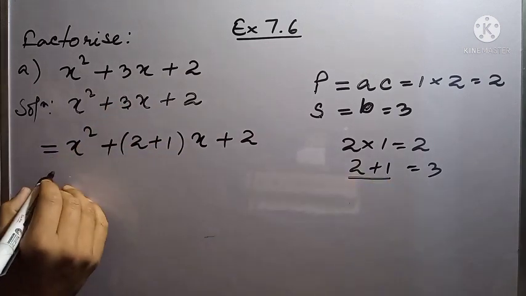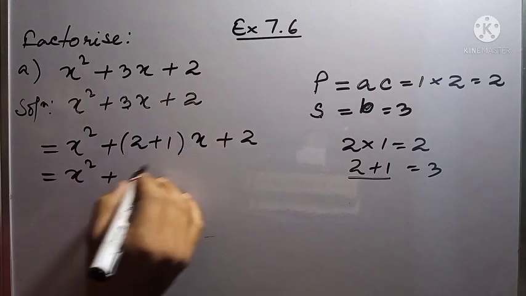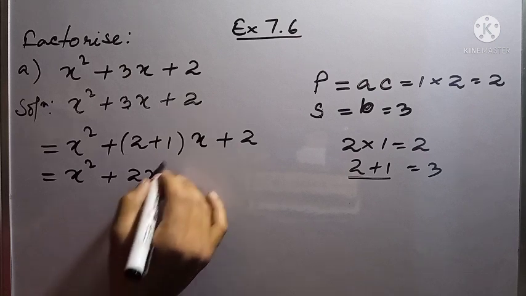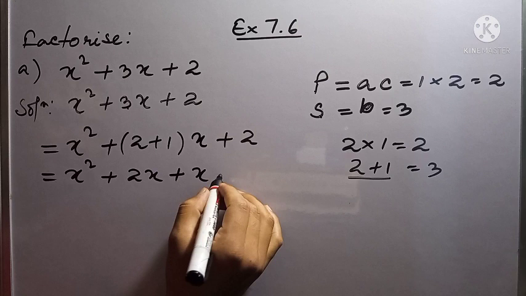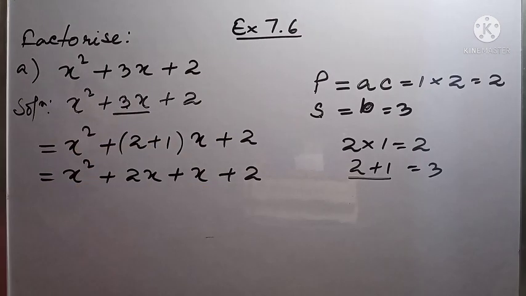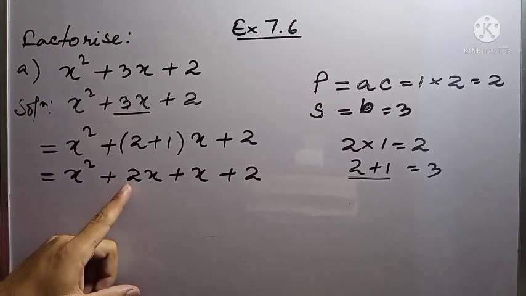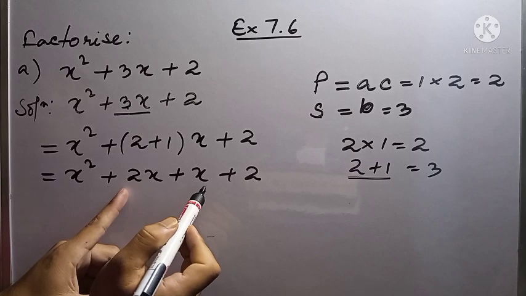Okay, after this, let us see. X square plus 2 into x, twice x. And then 1 into x, you'll be getting 1x. Then plus 2. What happened? This middle term, I split this thrice x in the form of twice x plus 1. So this is what we call splitting the middle term.